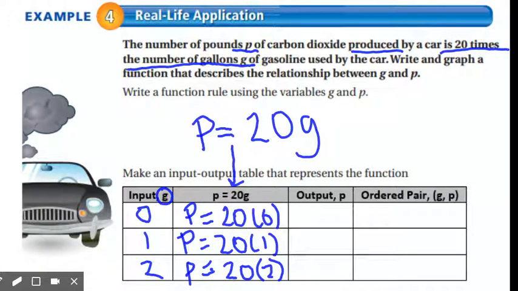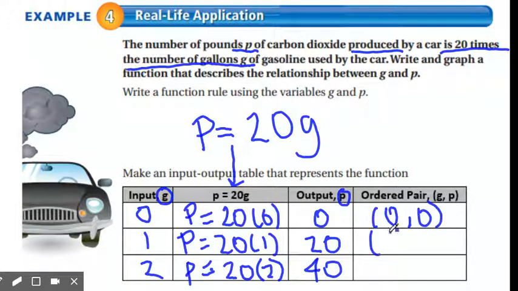Now, our output, remember, is our P-value. So we're just going to multiply those numbers. 20 times 0 is 0. 20 times 1 is 20. And 20 times 2 is 40. Which kind of makes sense. So if you use no gallons of gasoline, your car is not going to give off any carbon dioxide. Makes sense, right? That's what that 0, 0 represents.